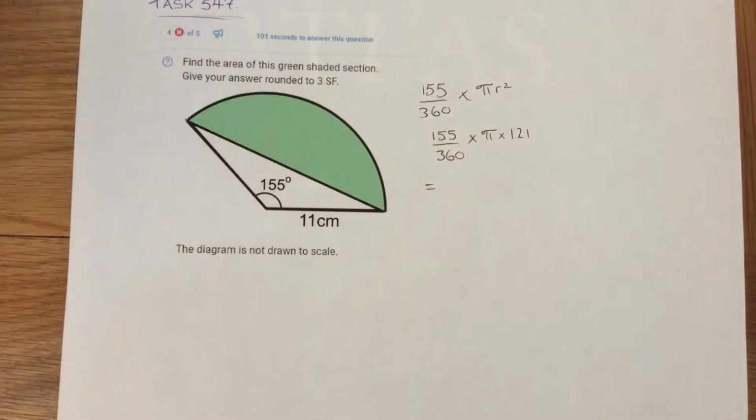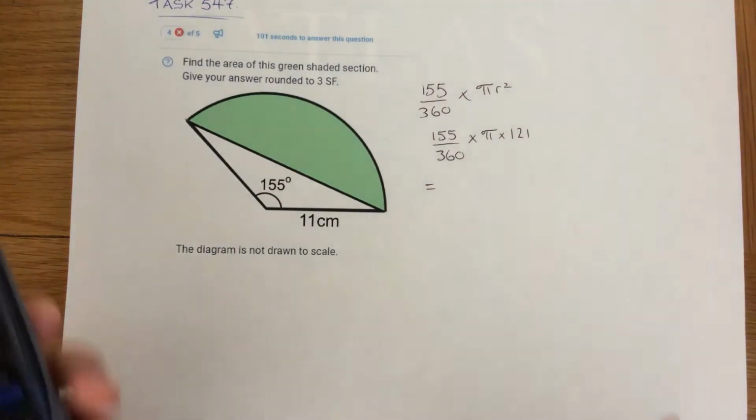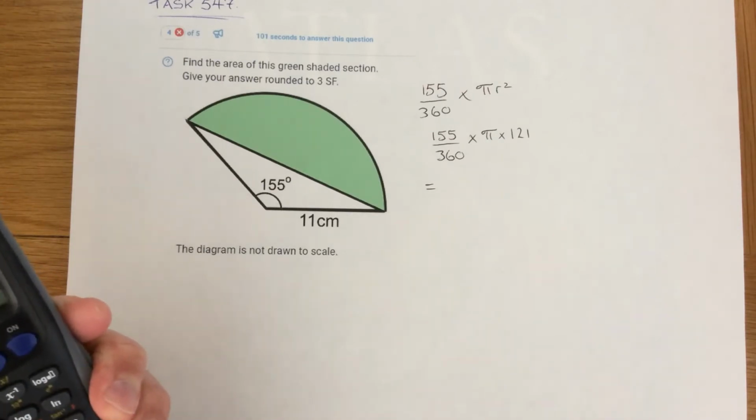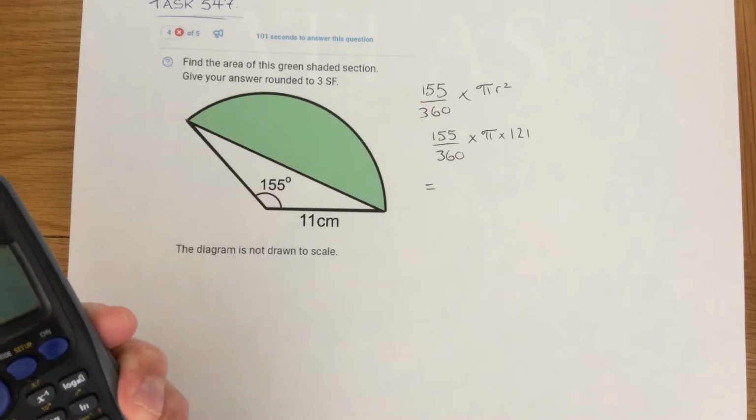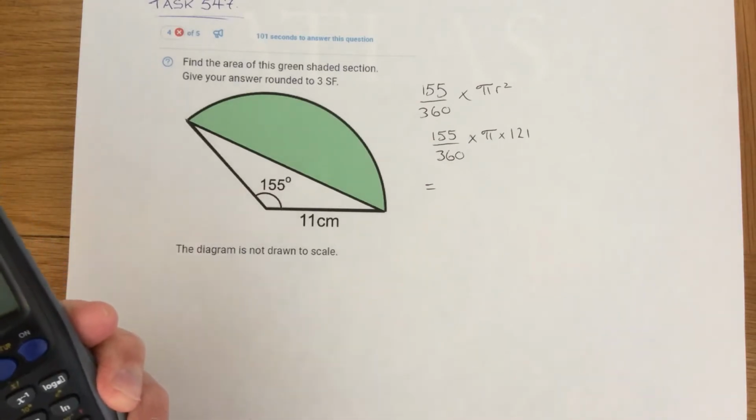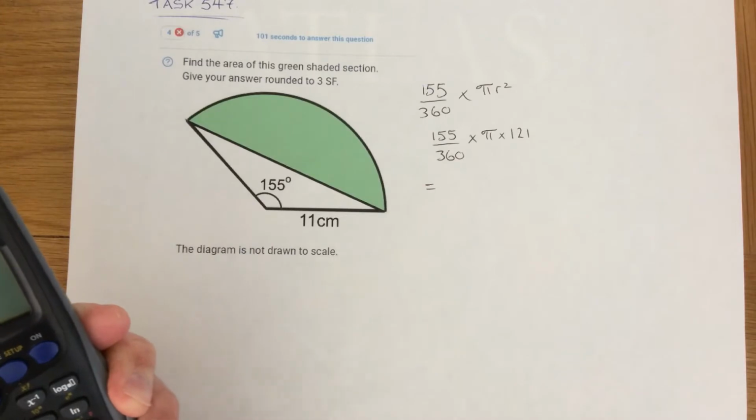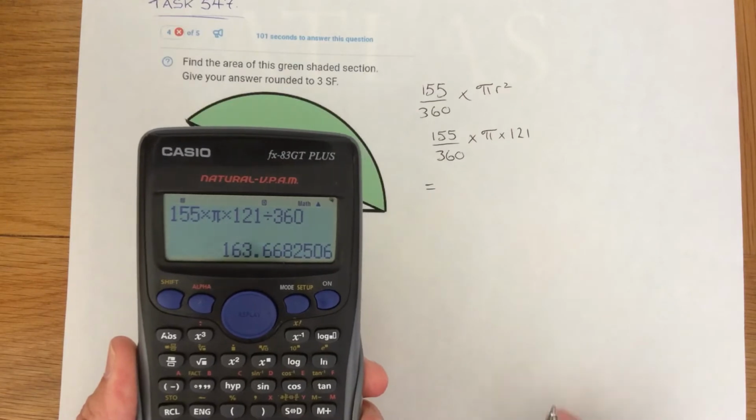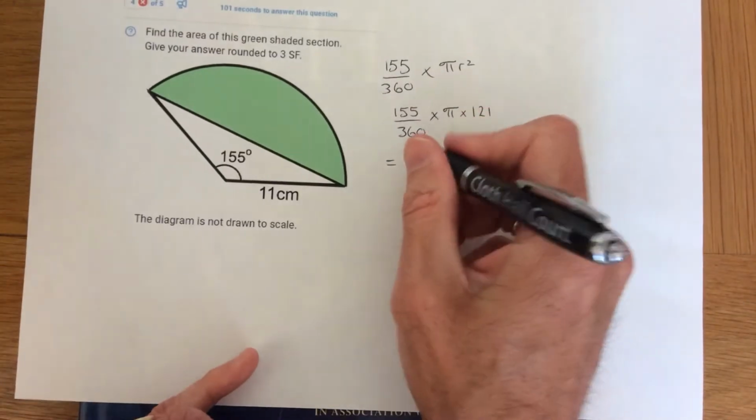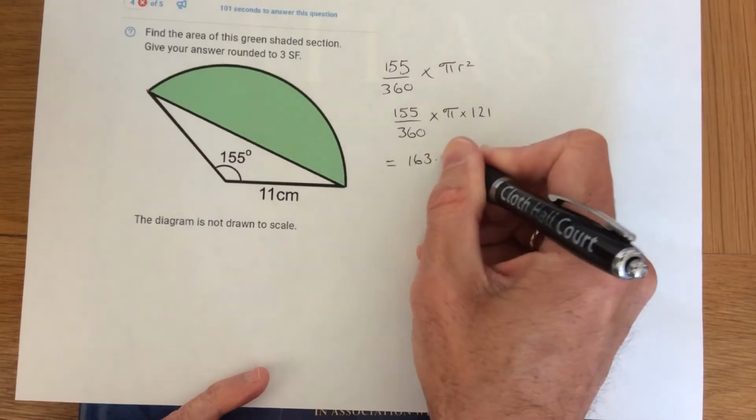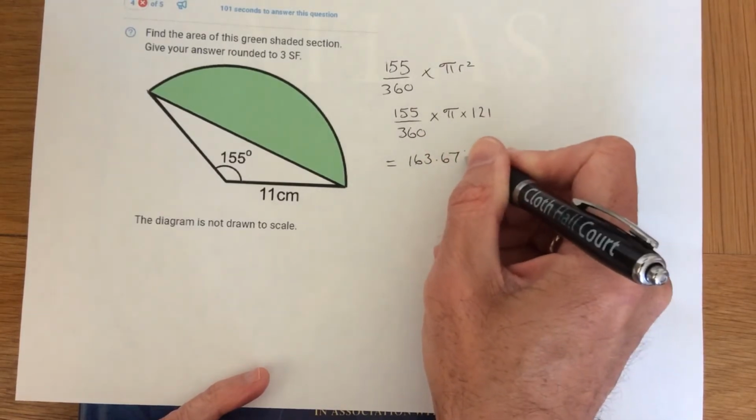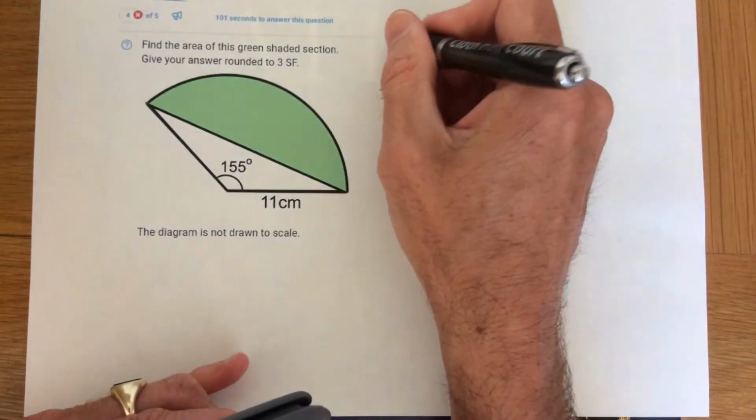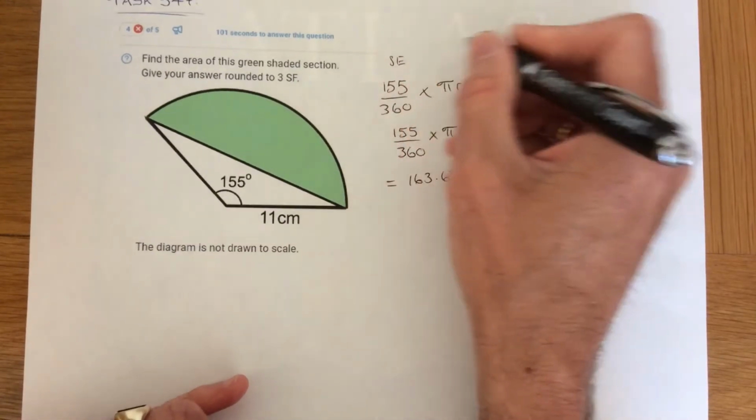That will give me on my calculator, so look, 155 times pi times 121 divided by 360. Right, I get that. I don't know if you can see that. I get 163.67 cm squared. So that's the sector, isn't it?